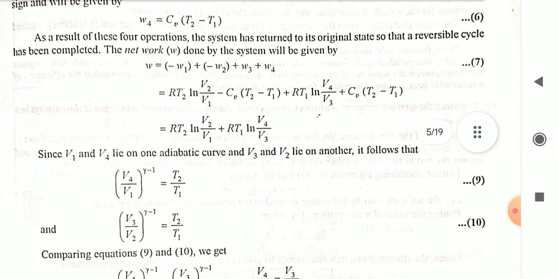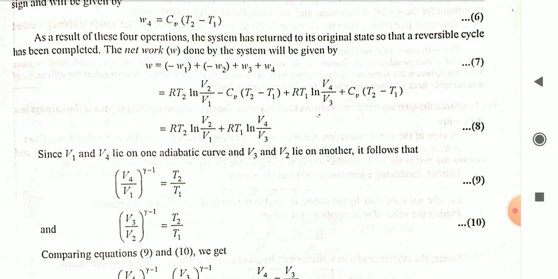RT2 ln V2 upon V1 minus CV (T2 minus T1) plus RT1 ln V4 by V3 plus CV (T2 minus T1). From there we have RT2 ln V2 upon V1 plus RT1 ln V4 upon V3. Since V1 and V4 lie on an adiabatic curve and V3 and V2 lie on another, it follows that V4 upon V1 to the power gamma minus 1 is equal to T2 minus T1, and T2 divided by T1 is equal to V3 upon V2 to the power gamma minus 1.